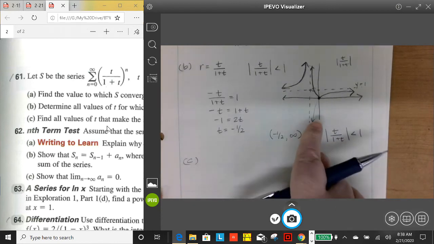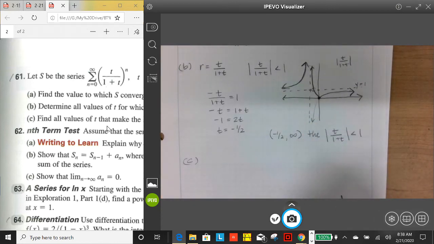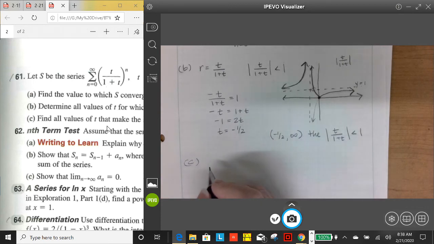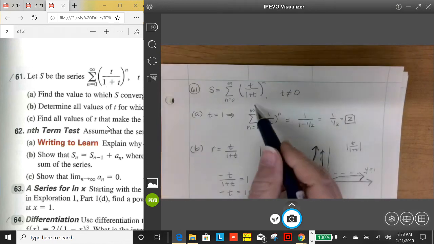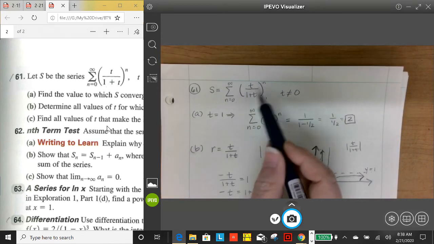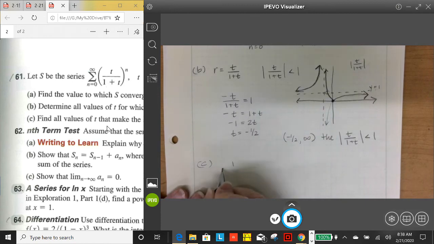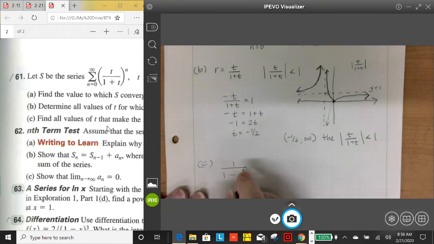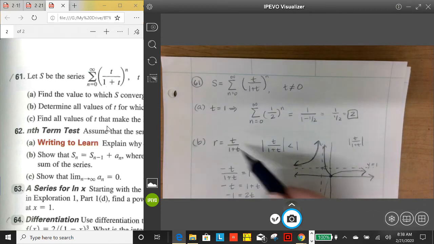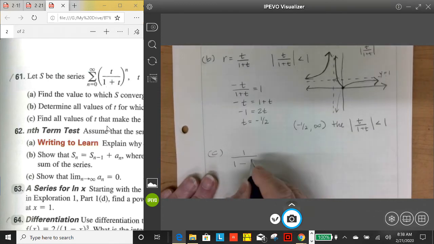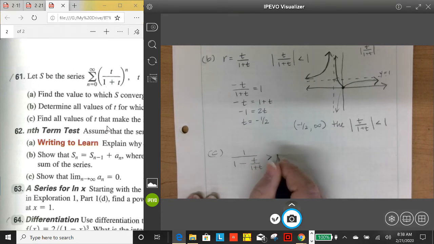I think this is the hardest part, but it was fun. Find all values that make the sum of s greater than 10. All right, well, what is the sum? The sum is a sub 1. Well, what happens when you let n equal 1 here, or n equals 0? You get 1. So a sub 1 is 1 over 1 minus r. But what is r? Well, r is this t over 1 plus t. So we go t over 1 plus t, and we want to know when that's greater than 10.